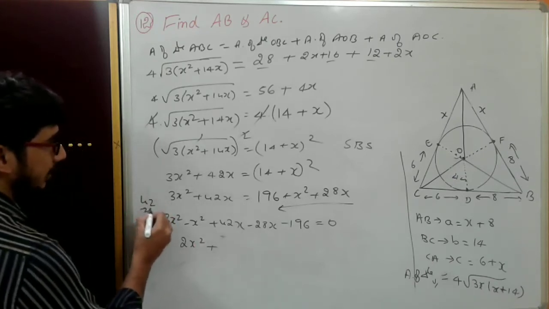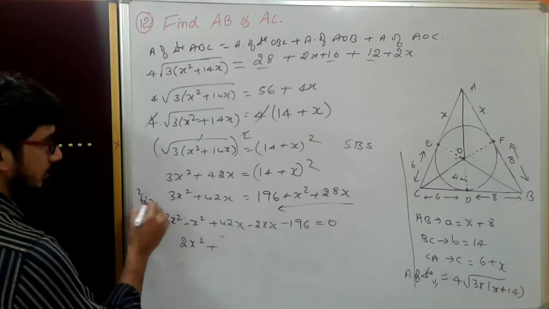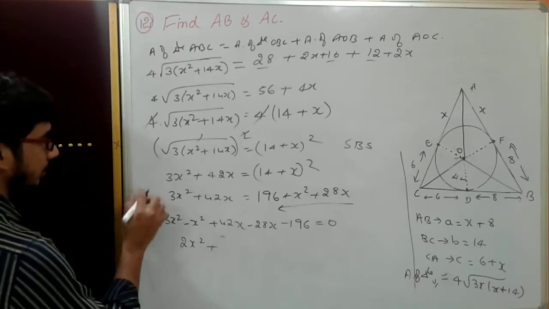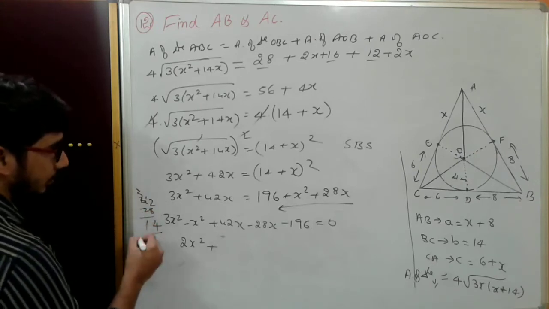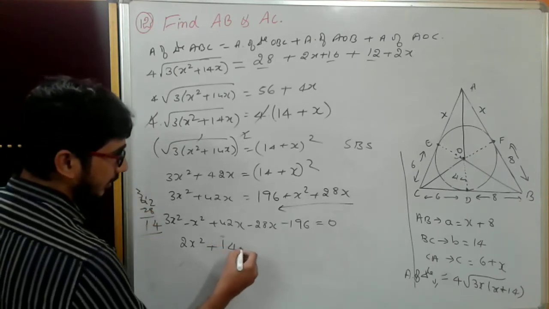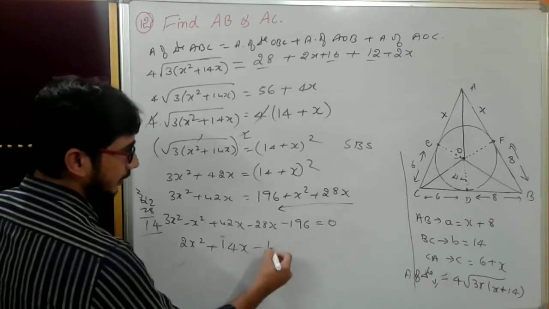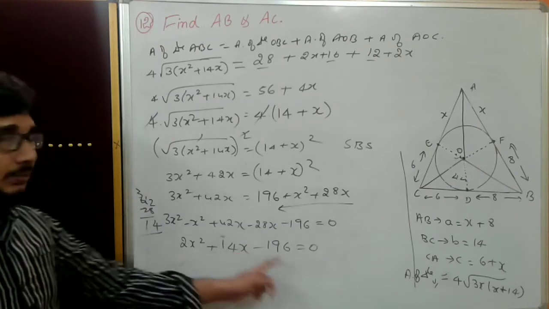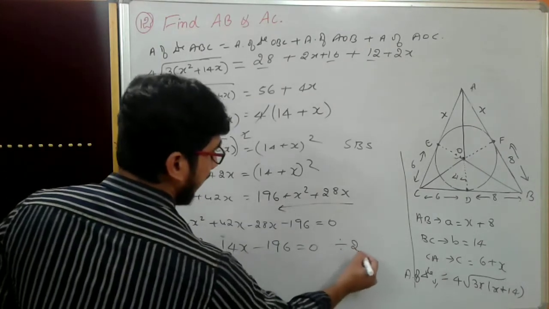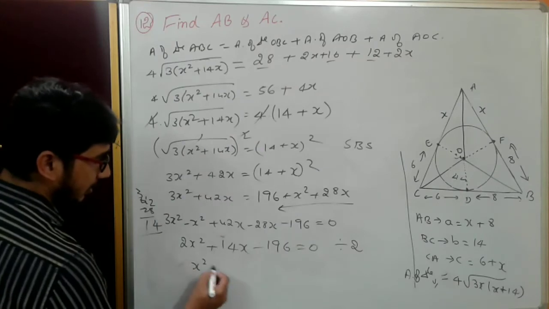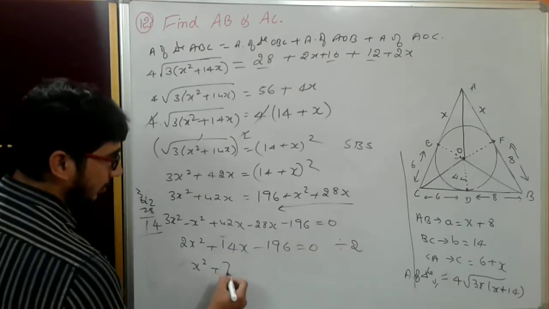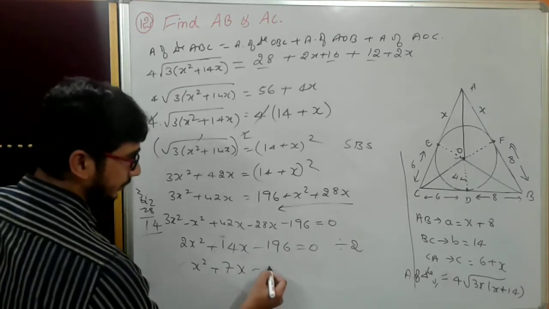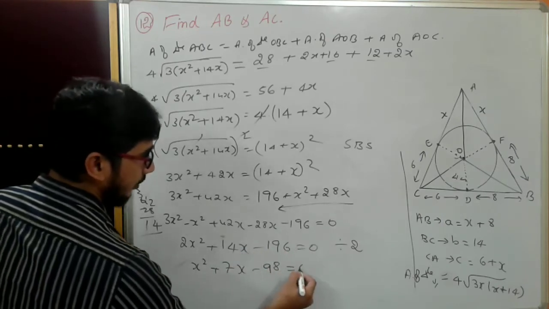42 minus 28, how much? 14 remaining. So 2x square plus 14x minus 196 is equal to 0. See, all are even numbers, we can divide by 2. Let us divide by 2. What will happen? x square, 7 2s are 14, 196 divided by 2 is how much? 98. So minus 98 is equal to 0.